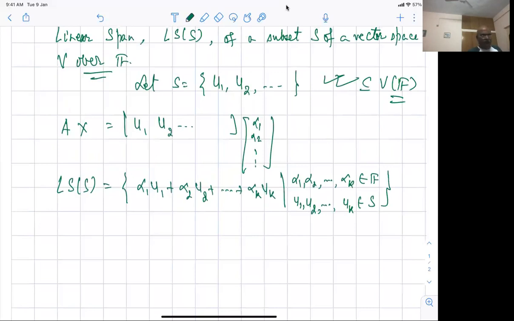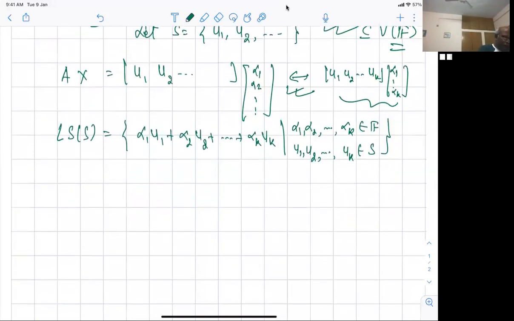Is that okay? Fine. So if S is an infinite set, we are looking at only finite collections, finite subsets from there, and then looking at this sum, which makes sense because if I have only a finite number of vectors, I'll have a finite sum. So I can look at U1, U2, Uk times alpha 1 to alpha k. So in some sense, I'm putting the vectors of S as columns of a matrix and looking at the column space of A. Is that okay?